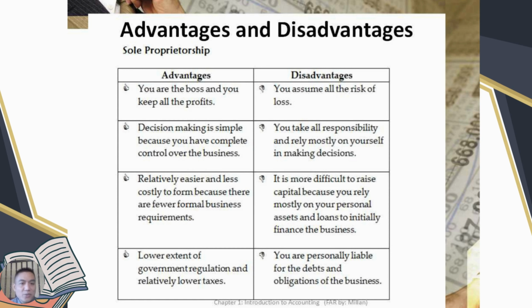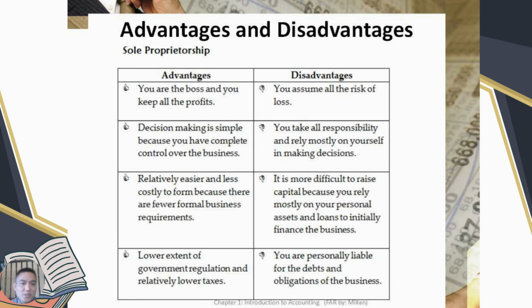Relatively easier and less costly to form because there are fewer formal business requirements. So, mas madaling mabuo ang type of business na ito since mas kakaunti po ang kakailanganin mo. Lower extent of government regulation and relatively lower taxes.